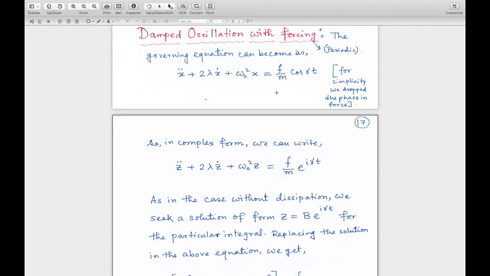Here, combining all the three effects, that means free oscillation, the forcing and the viscous effect, we can write the net equation like x double dot plus 2 lambda x dot plus omega square x is equal to F by m cos gamma t. And for simplicity, here we just neglect any initial phase in the forcing term. That means cos of gamma t plus delta, that delta we have ignored here.